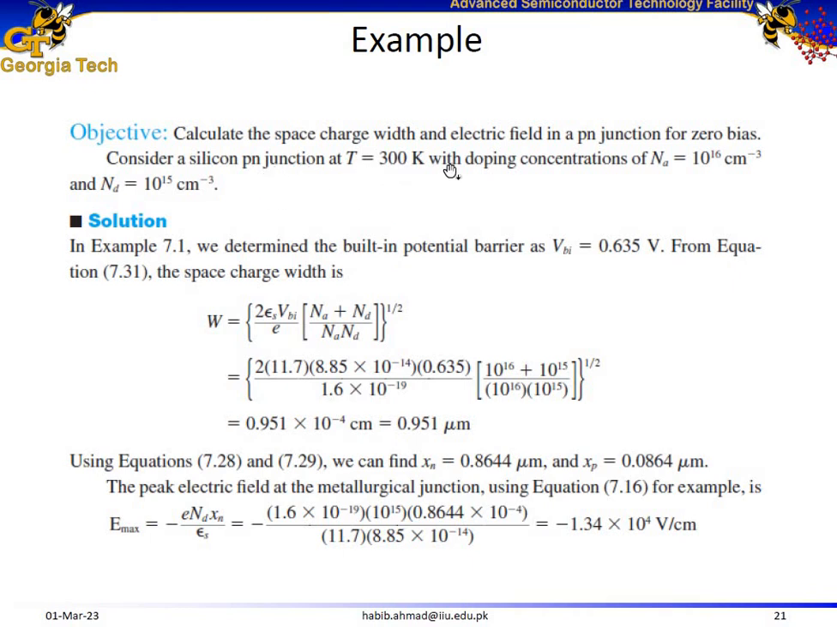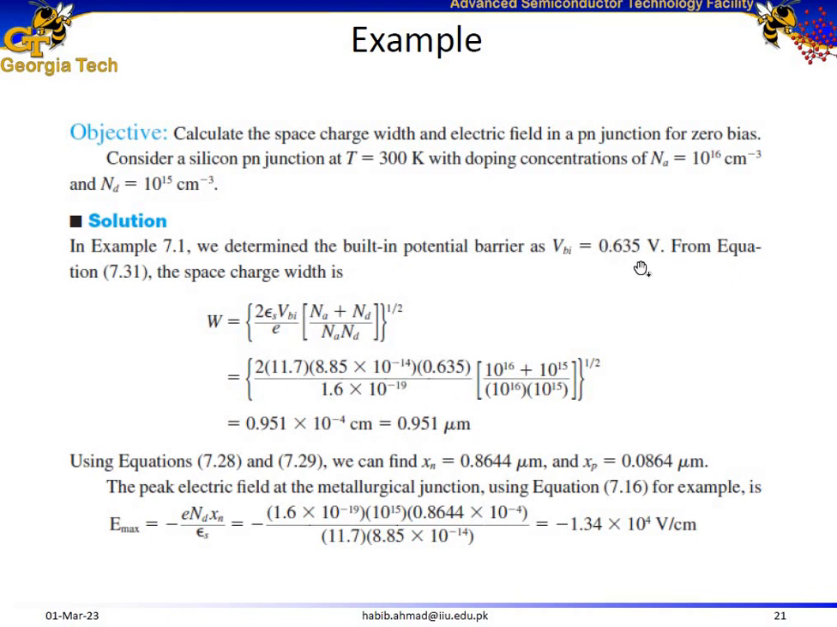Consider a silicon PN junction at room temperature, and the donor and acceptor dopings are given. So we have to calculate the depletion width, and this is the equation for depletion width. The acceptor doping and the donor doping are already given, right? We know the charge on electron, 1.6 × 10^-19 coulomb. The permittivity of silicon is 11.7 × 8.85 × 10^-14 farad per centimeter.